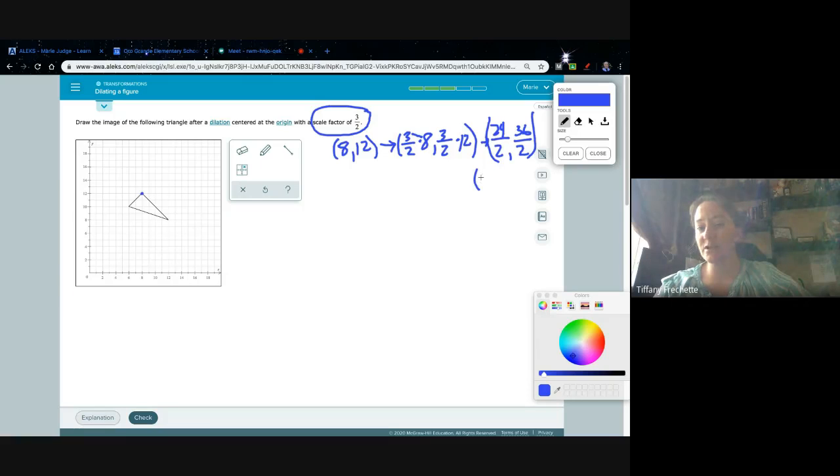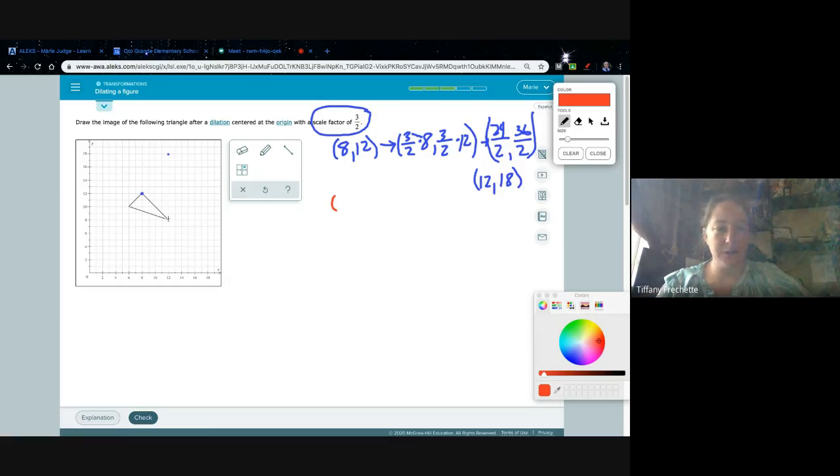24 divided by 2 is 12. 36 divided by 2 is 18. All right. So this is our first coordinate here. So we're going to go 12 to the right, up to 18. And I want to make sure I put that in the right spot there. Perfect. All right. So now I'm going to switch over here to red.